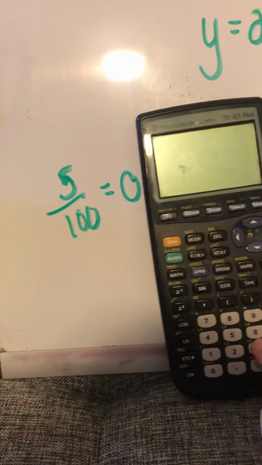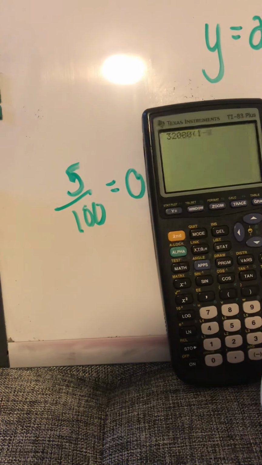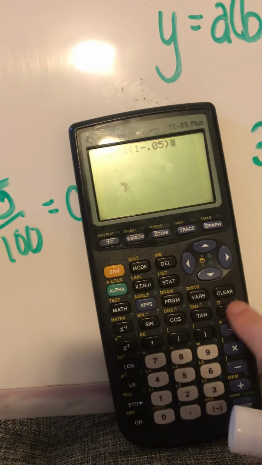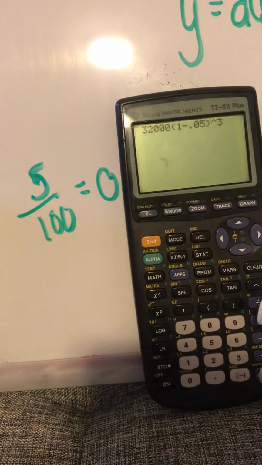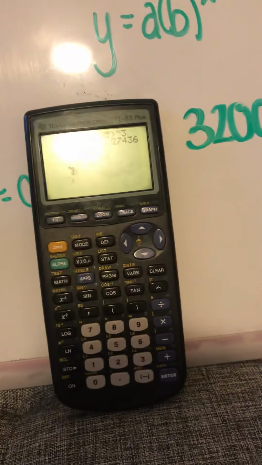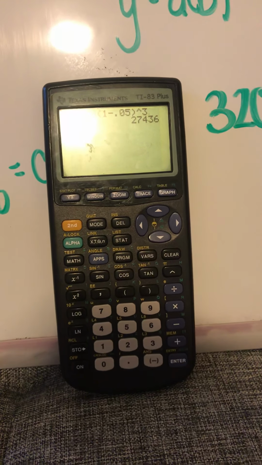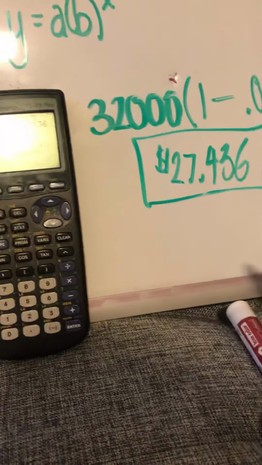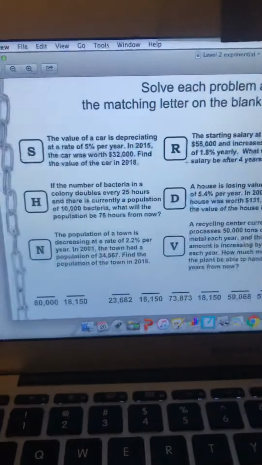So I'm just typing in 32,000, parenthesis, 1 minus 0.05, close that parenthesis, raising that to the 3rd power. Make sure it's as a power there. And then I'm just going to get my answer, which is 27,436. So notice the car started at that value, and now it is 3 years later. It decreased, and it should be decreasing because there was that key word there.